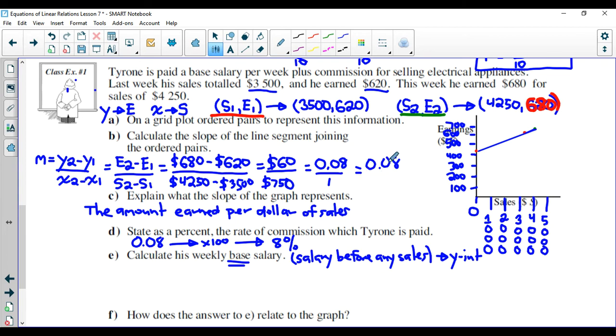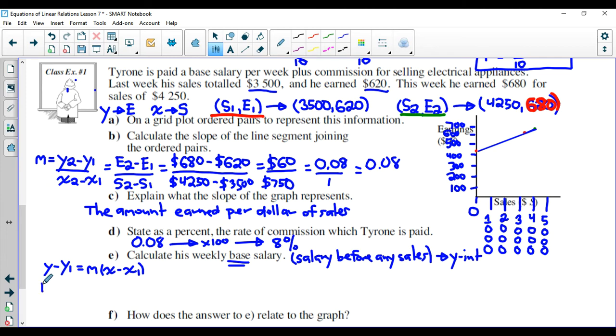Okay, so the way we're going to do this is we know the slope, which is 0.08, and we know 2 points on the graph. So the most effective equation to start off with would be the slope point form. And then from the slope point form, we can turn the equation into y equals mx plus b and figure out what the y-intercept is. So let's start off with the slope point formula: y minus y1 is equal to m times x minus x1.